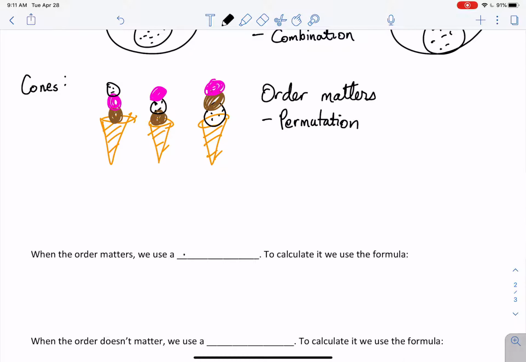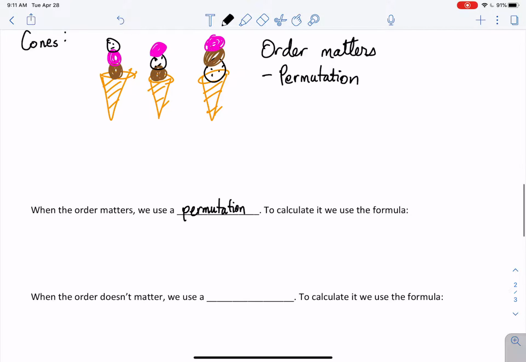When the order matters, we use a permutation. And I'm going to write the formula down for it. Now the formula is going to look a little scary. There's going to be a lot of new symbols in it, but we'll go through it slowly. So the formula for this looks like nPr, not National Public Radio. Just n, capital P, subscript r. So that's the notation for it.